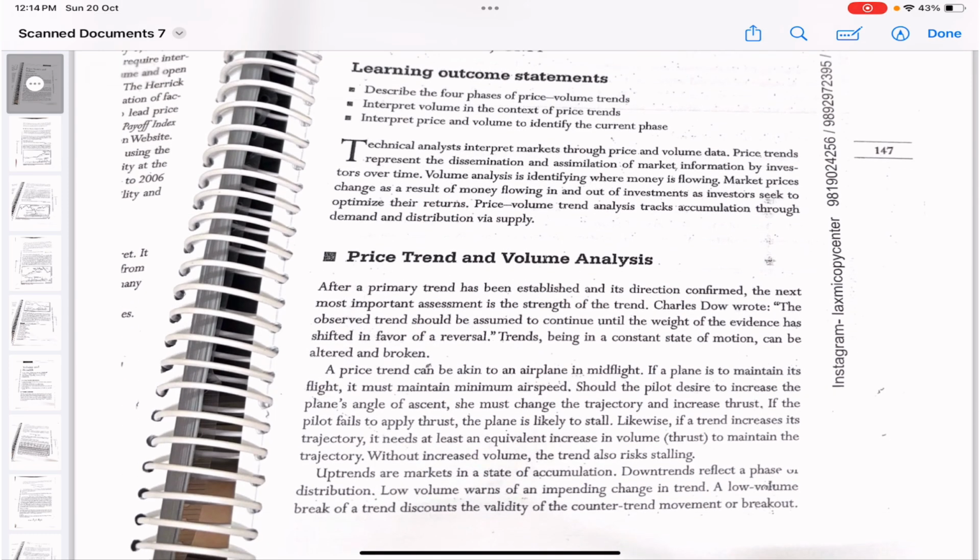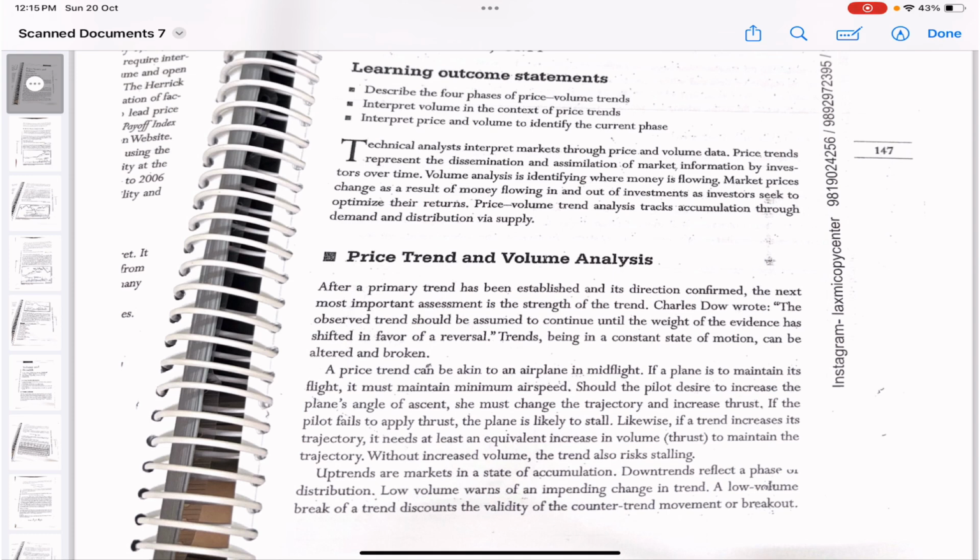So technical analysts interpret markets through price and volume data. Price trends represent the dissemination and assimilation of information by investors over time. That also means the accumulation and distribution which is going on in the market.